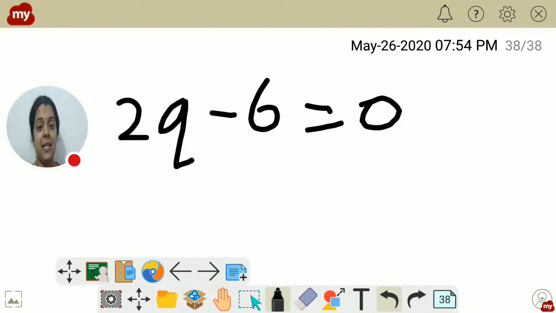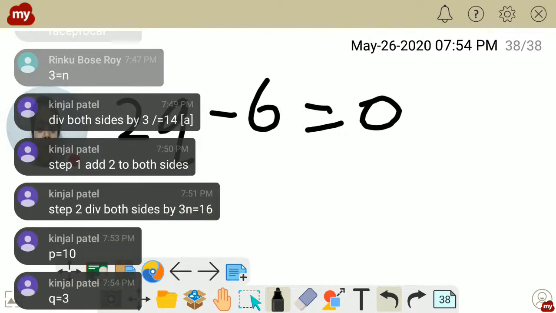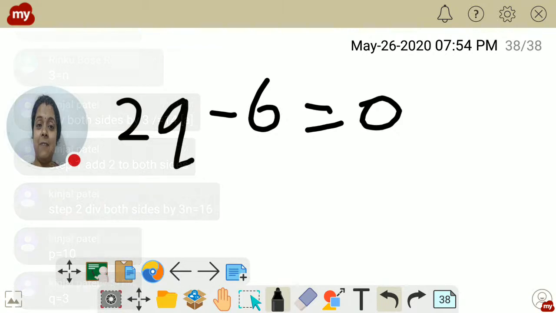Solve it, but please write down the first step, then go for the second step, go for the third step. Then let me know. Don't give me only the answer. I'm asking for the first step, then second step. Because first step I have written. What is the first step?